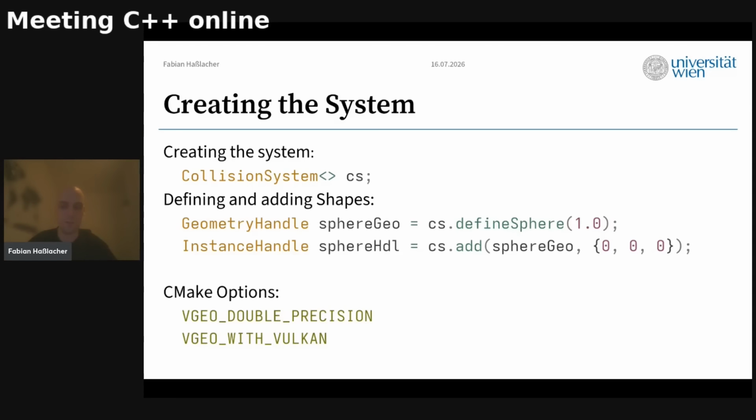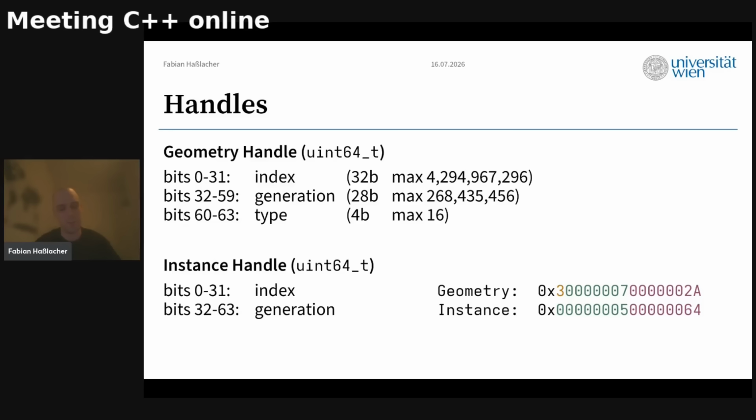And these are the handles. The geometry handles are 64-bit unsigned integer types, and they use bit shifting and masking internally, and they are used to identify shapes in basically just a slot map with an index and a generation. The geometry handle additionally has a type, which is used to identify the shape type internally, and the instance handle is the same, just without the type. And on the right, you can see how an example would look for both of them. So in the geometry handle, you see the 3 is the type, then the generation, then the index.